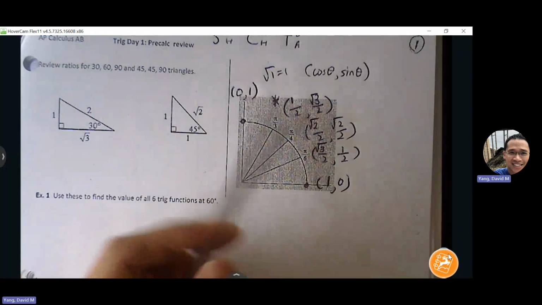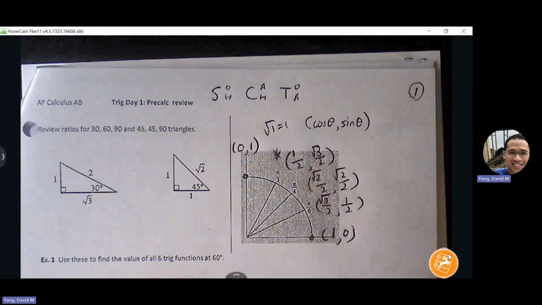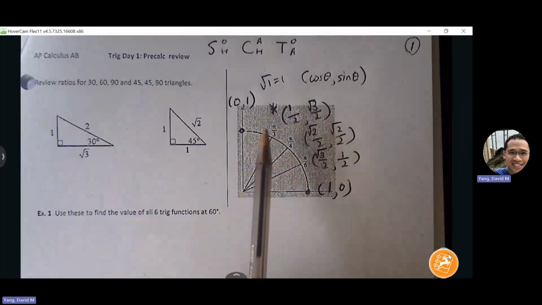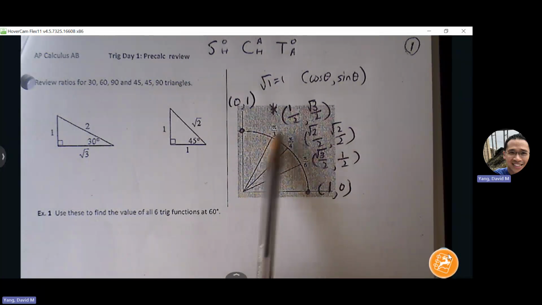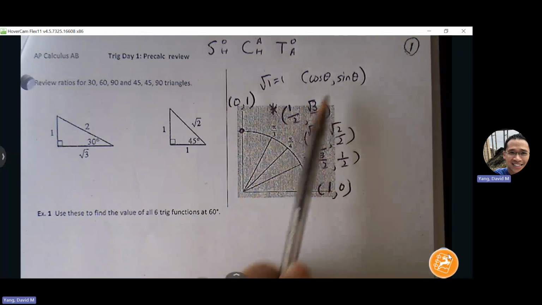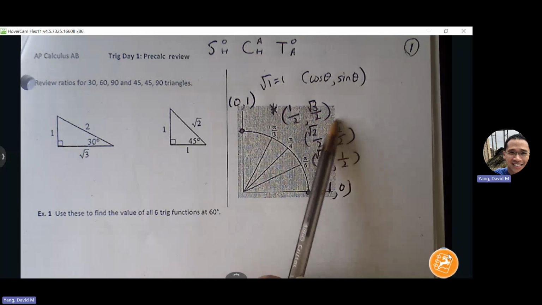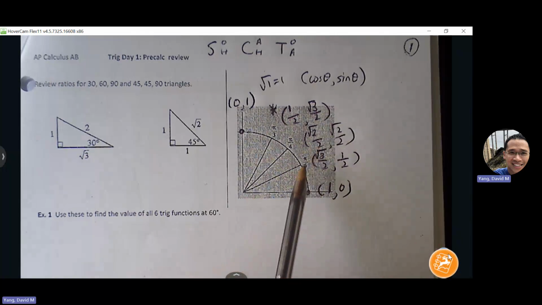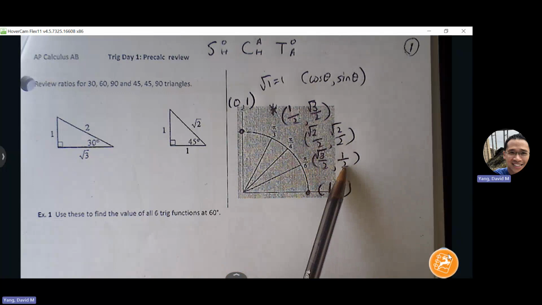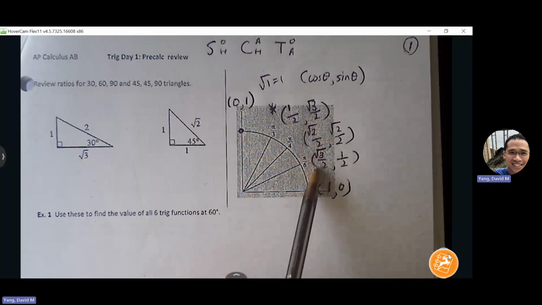This is so helpful for us because everything that we need, we can just pull from these ordered pairs. So if I want to find cosine of pi over 3, that's the x value. So cosine of pi over 3 would just be 1/2. Sine of pi over 4 will be just the y value at this location, root 2 over 2. Sine of pi over 6 will be 1/2. Cosine of pi over 6 will be root 3 over 2.